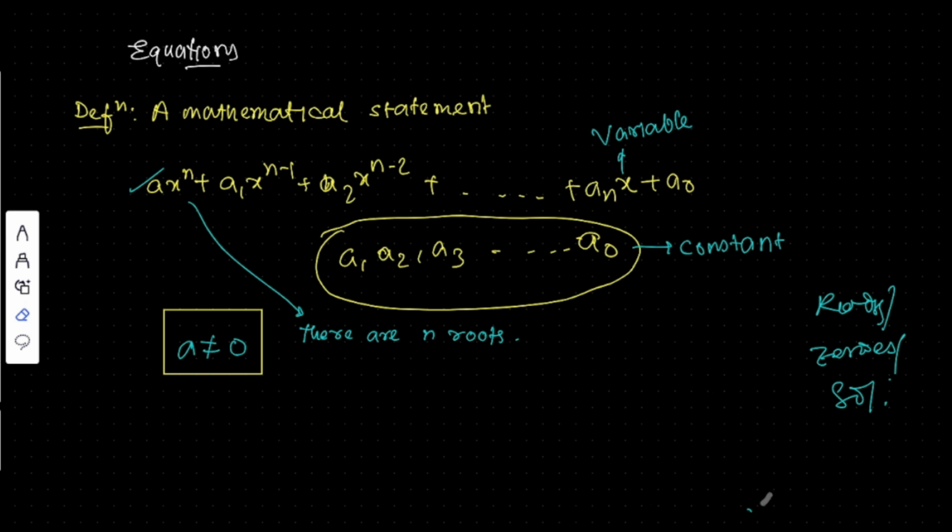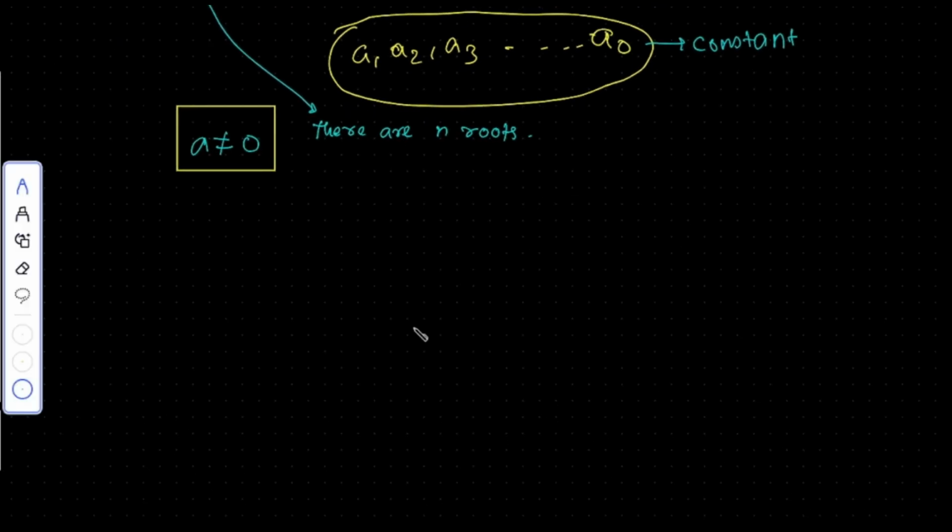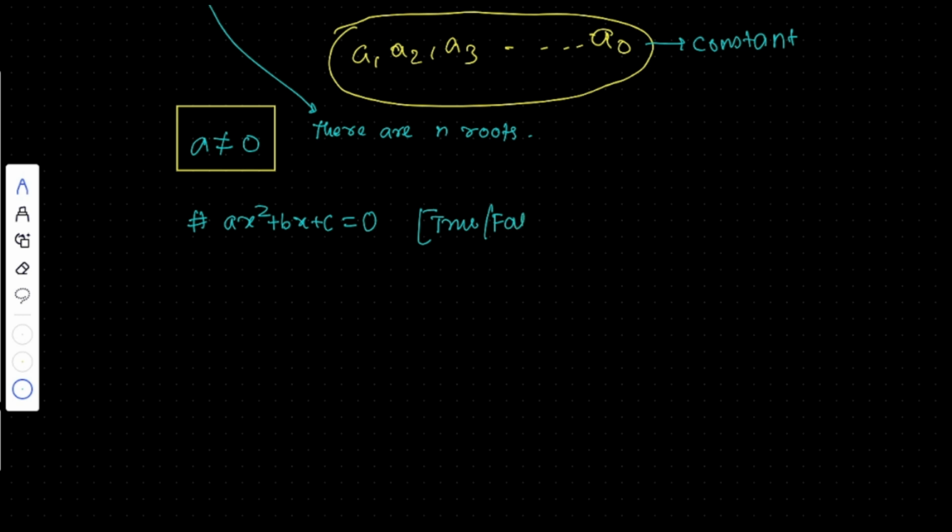Let's see how to identify whether a thing is an equation or not. You are given ax square plus bx plus c equal to 0. Now you have to state whether it is true or false. Think for 5 seconds and write the answer in the comments. Is it true or false?